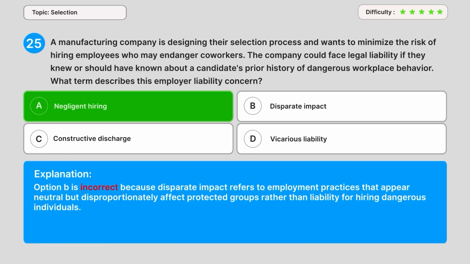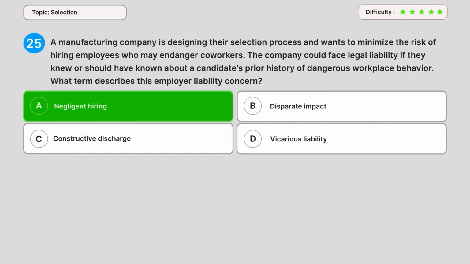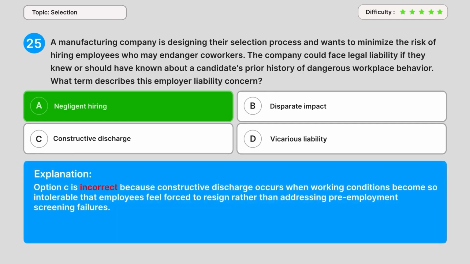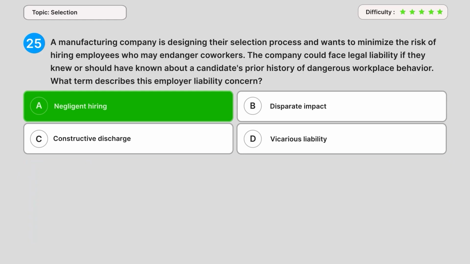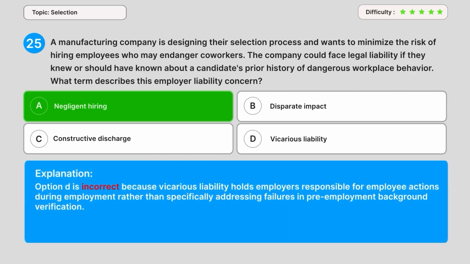Option B is incorrect because disparate impact refers to employment practices that appear neutral but disproportionately affect protected groups rather than liability for hiring dangerous individuals. Option C is incorrect because constructive discharge occurs when working conditions become so intolerable that employees feel forced to resign rather than addressing pre-employment screening failures. Option D is incorrect because vicarious liability holds employers responsible for employee actions during employment rather than specifically addressing failures in pre-employment background verification.